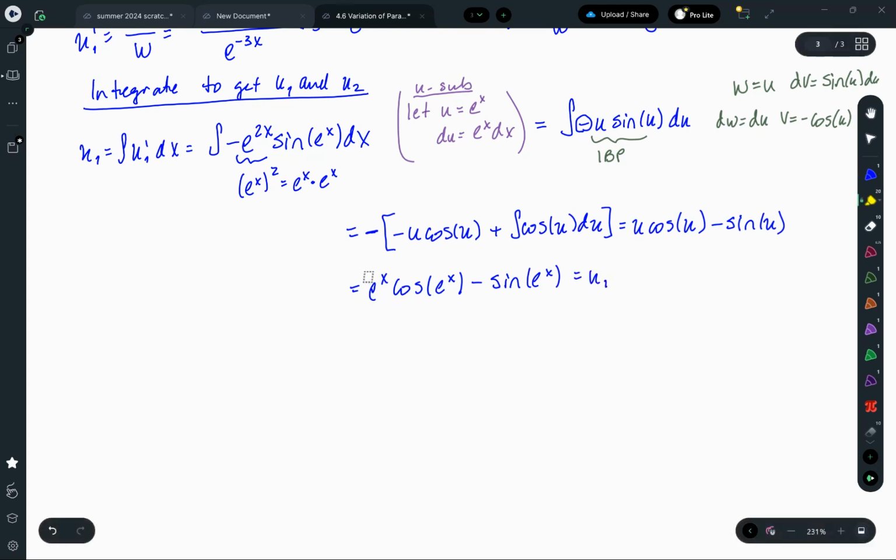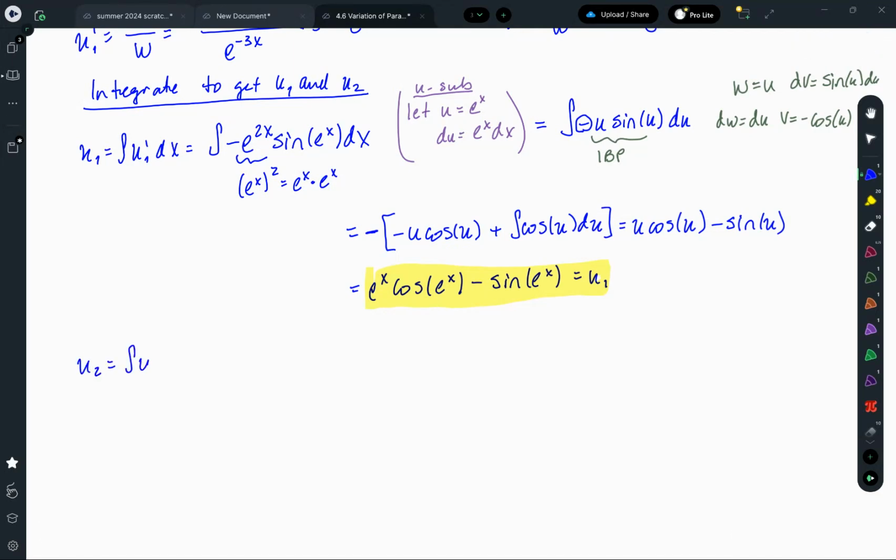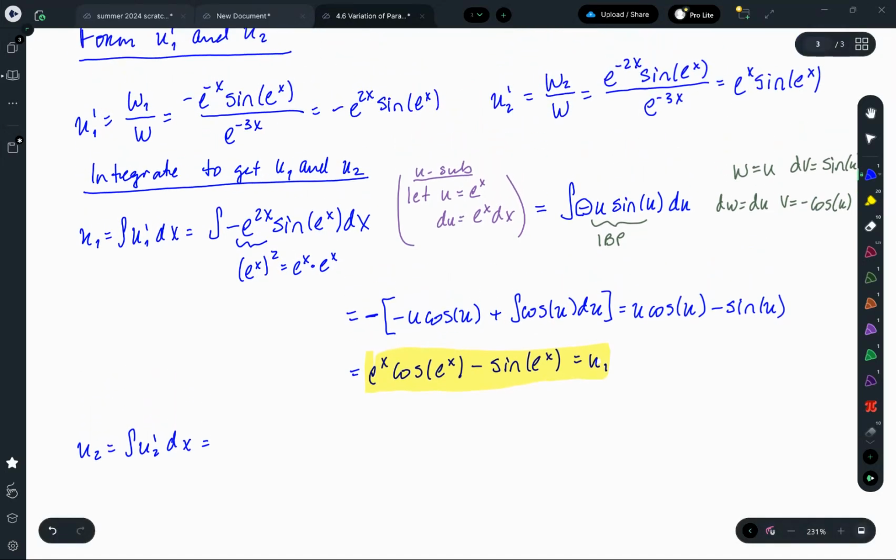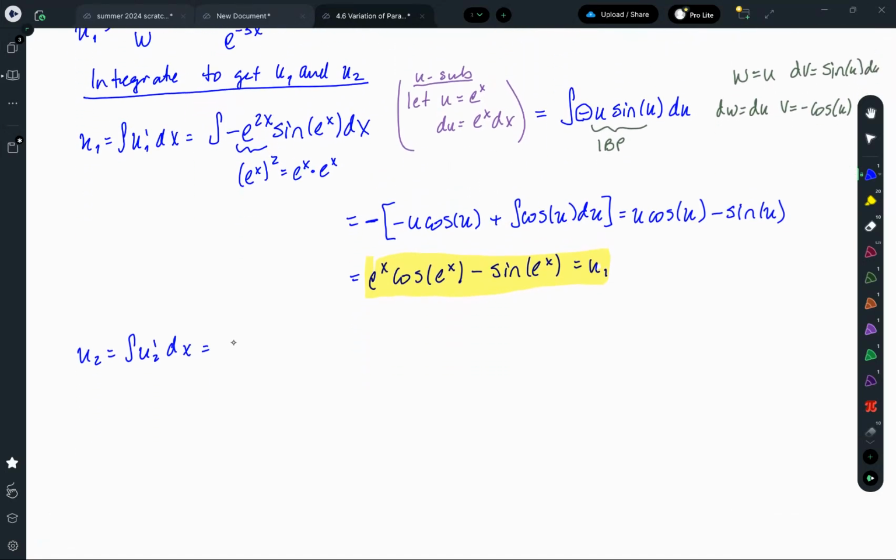So let's go ahead and highlight that and move on to U2. I promise U2 is a little bit easier. Okay, U2 is the integral of U2 prime dx. U2 prime was e to the x sine of e to the x, so I'm just looking at the integral of e to the x sine of e to the x dx.